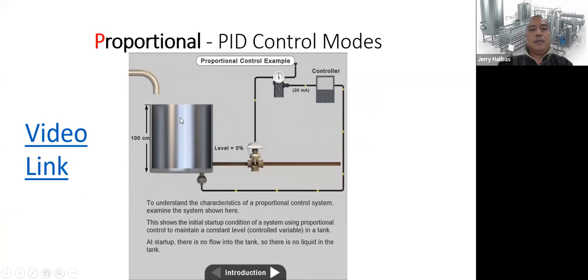Okay, so this is an example of proportional control, no? To understand the characteristic of a proportional control system, examine the system. Now, this shows the initial startup condition of a system using proportional control to maintain a constant level of the control variable in the tank. So, initial condition at the startup, there is no flow in the tank, so there is no liquid in the tank. So, may kita niyo empty.